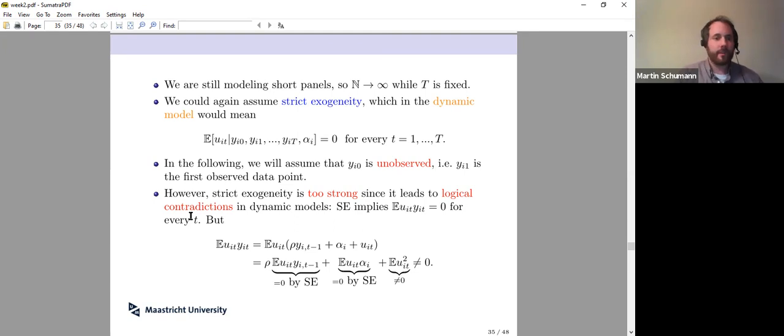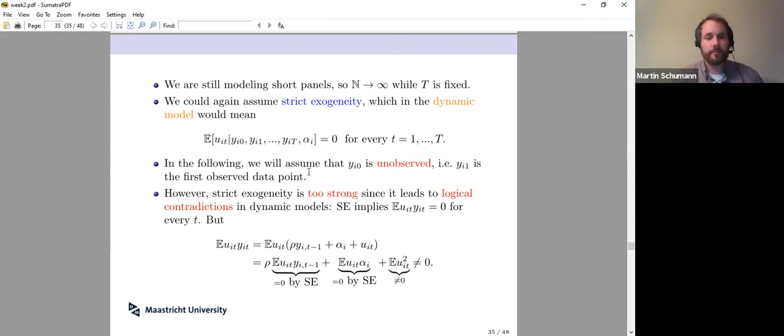Okay, so let's see what happens if we simply use the same ideas that we used in GMM before. Let's assume strict exogeneity, which in the dynamic model simply means the expectation of u_it, conditional on the time series of all explanatory variables and alpha_i, is 0. And of course here, the only explanatory variables are the lags of y. So that's what you see here. It starts with y_i0, which is often called the initial condition, and it takes all time series, both past and future y's.